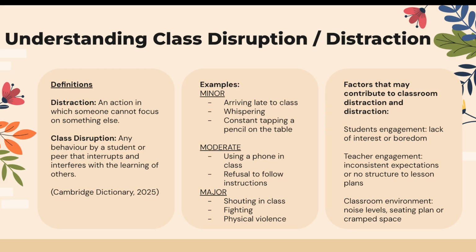To understand the behaviours that are taking place in the classroom, you must consider minor examples of disruption. The Positive Classroom Management Strategies Guide from the Victorian Department of Education discusses inappropriate behaviours in classroom settings, such as arriving late to class, whispering or talking over the top of people, or constant tapping, as well as moderate behaviours such as using a phone incorrectly or refusing to follow instructions. Lastly, major behaviours might include shouting, fighting, or any physical violence in the classroom.